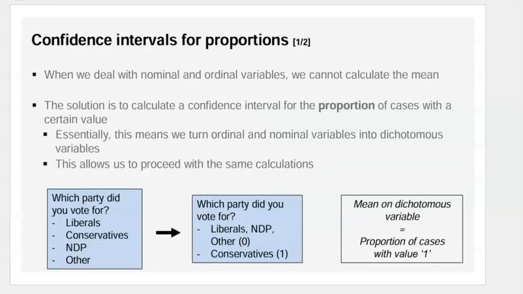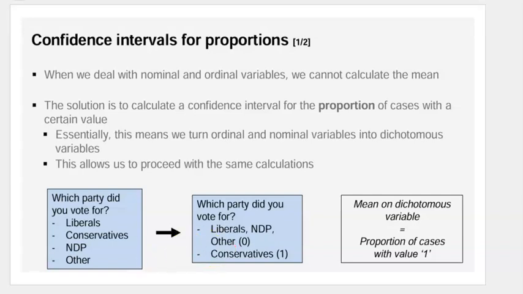Now, the confidence interval for proportions. That is for when you don't have a continuous variable, but a nominal or ordinal variable. At that time, how can you obtain the confidence interval? This is a bit different formula. You can see that the variable is like Liberal, NDP, and other. It's not a continuous variable. It's not a numerical value.